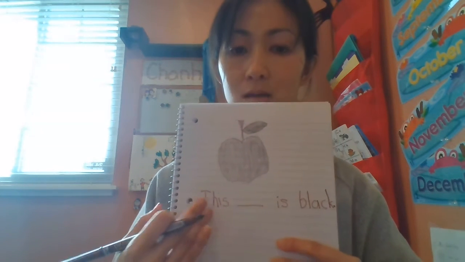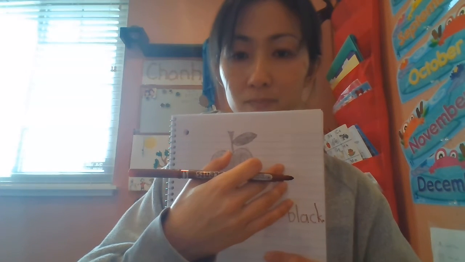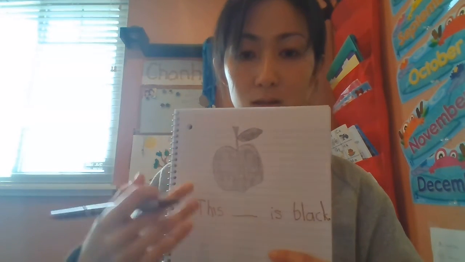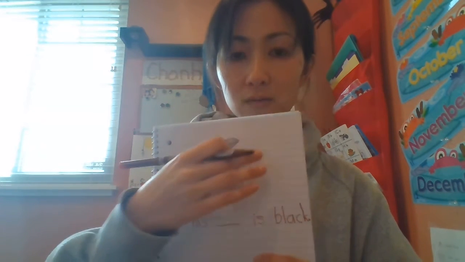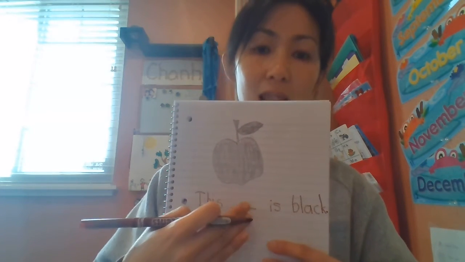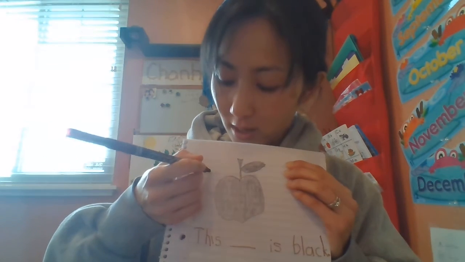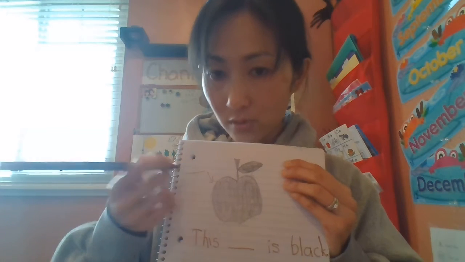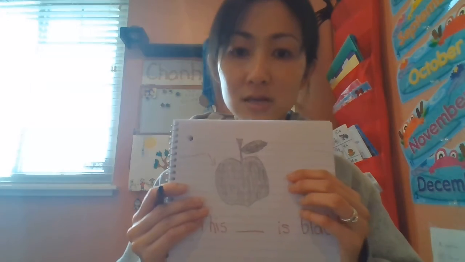So Miss Mac drew the picture of an apple, so I would write, this apple is black. It's up to you to decide what you draw. For example, if you decide to draw a shoe, then you can say this shoe is black. If you decide to draw a lemon, then you can write this lemon is black. Once you're done, make sure that you label your picture. You can add details to it as much as you can.